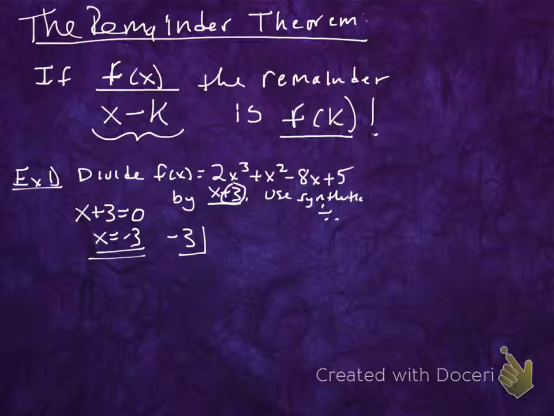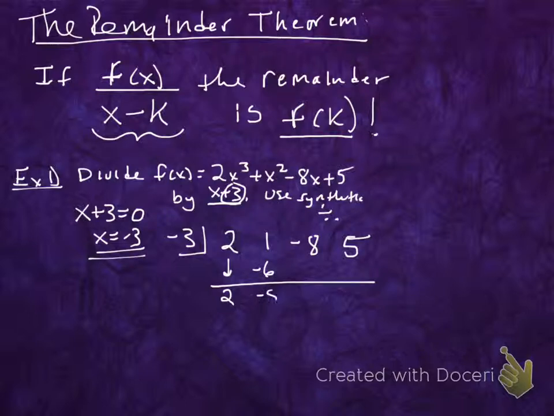Now I just have to make sure I write down all of the coefficients of the polynomial. It's 2x cubed, 1x squared, negative 8x, and then a 5. There is no missing term, so I don't have to worry about putting a 0. And I drop down the 2, and then I multiply. Negative 3 times 2 is negative 6.